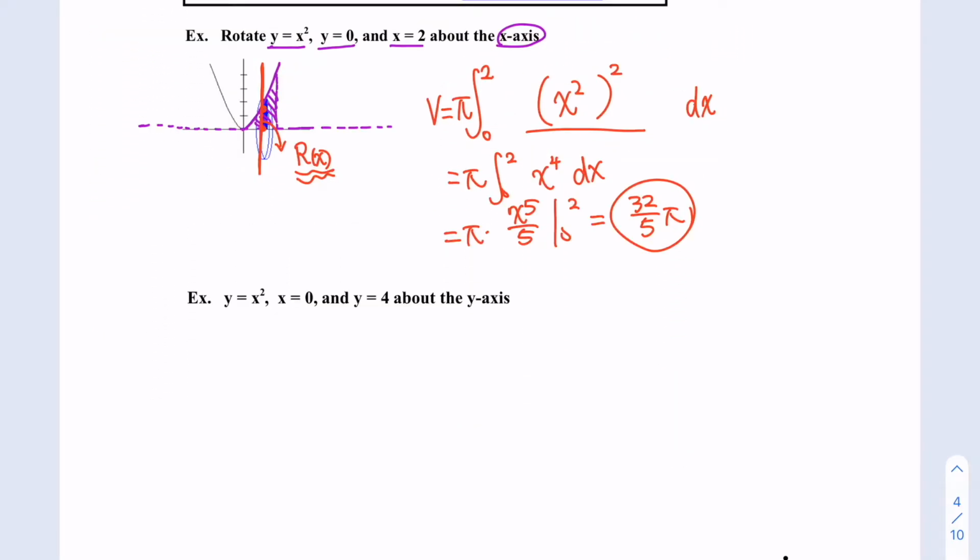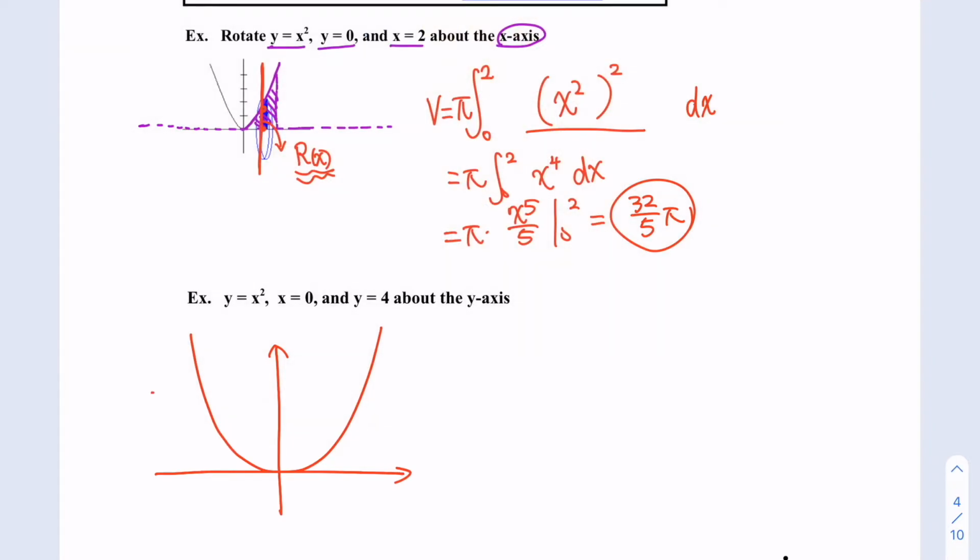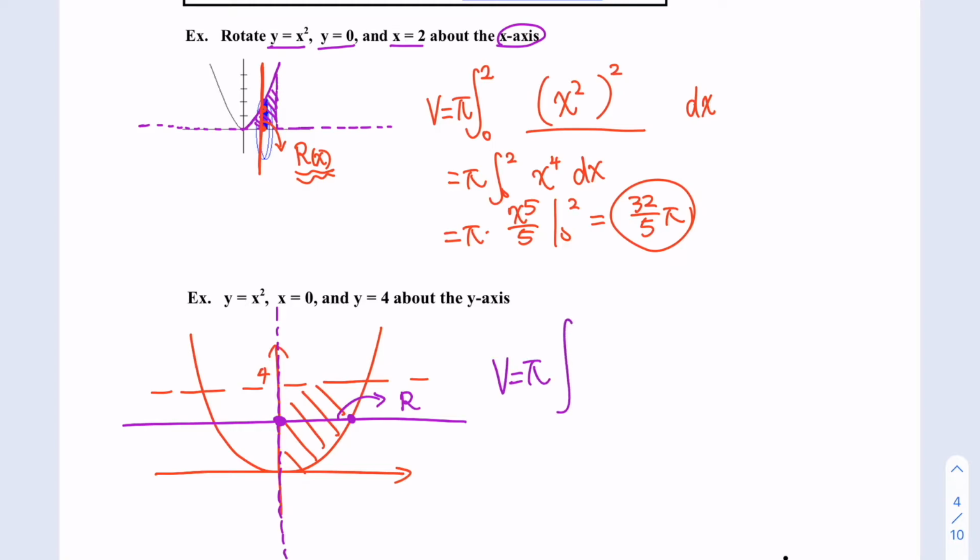Let's look at this one. y equals x squared, x equals 0, which is this line, and y equals 4. So this is the region. We are revolving about the y-axis. That's our revolving axis. First, we draw a line here, perpendicular to the revolving axis. This will be our r. In this case, we are going to integrate the volume with respect to dy here. y will be from 0 to 4.